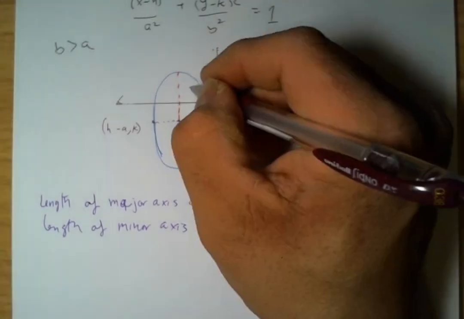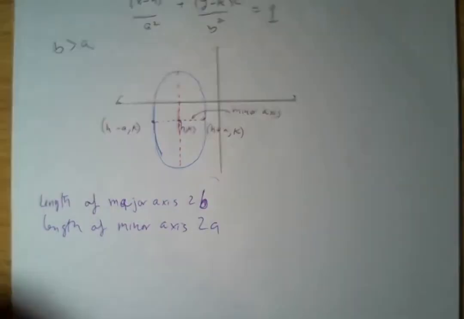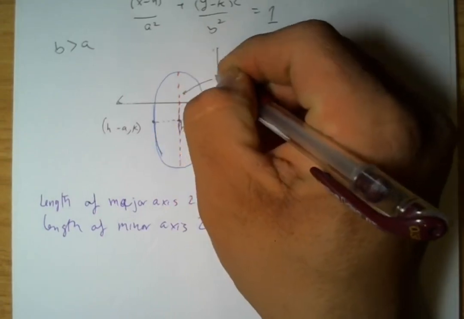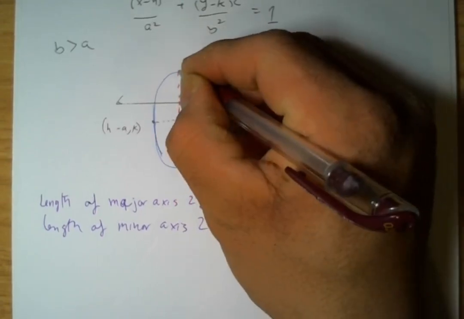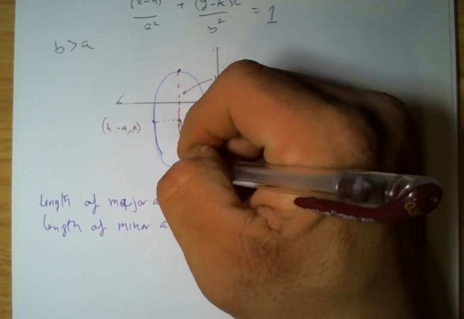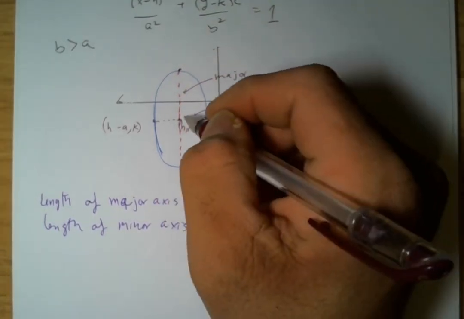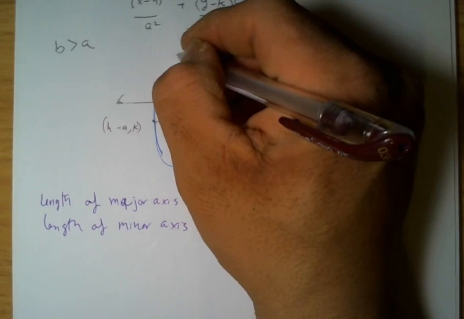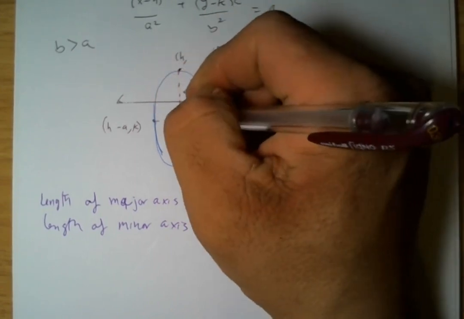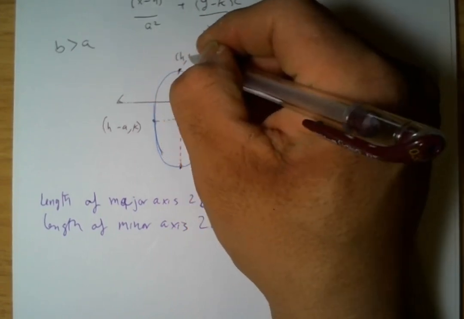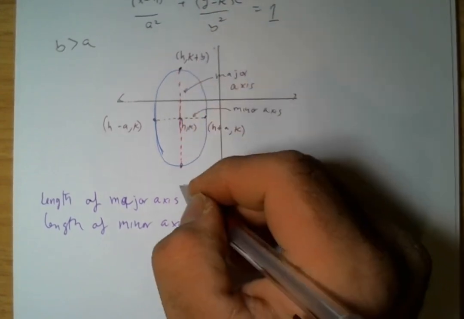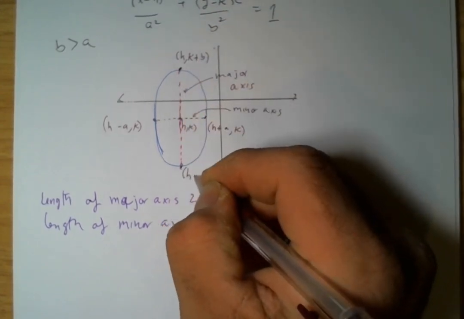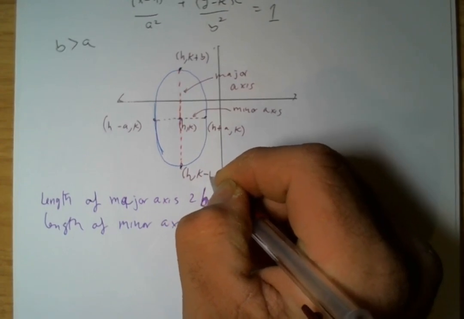Now to get to the major axis, that would be the vertical. To get to the vertices up here and here, in this case the h remains the same, and what will change is the value of k. To get to this vertex, it'd be (h, k plus b), and then here, h remains the same, and it'd be (h, k minus b).